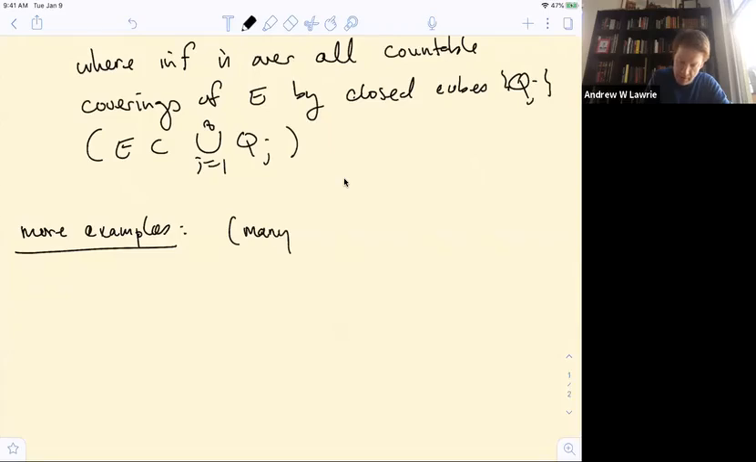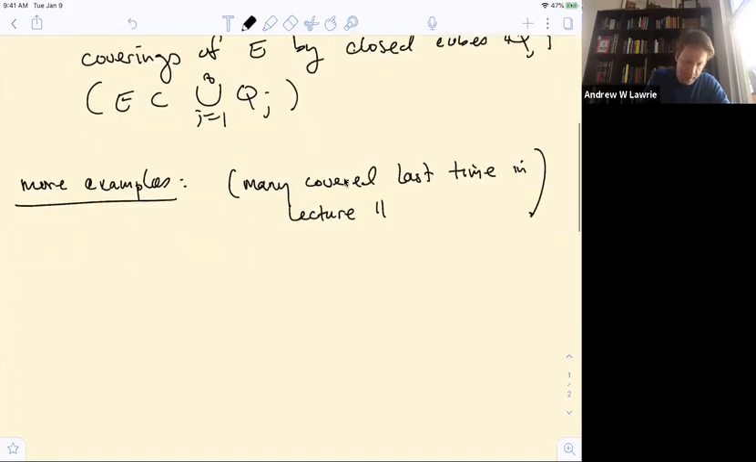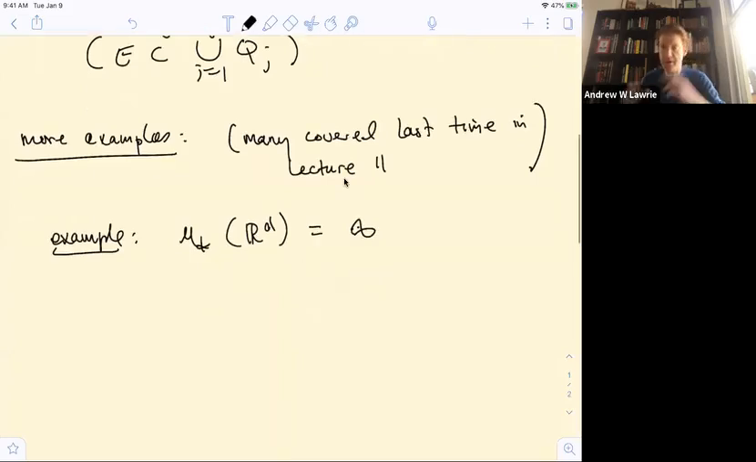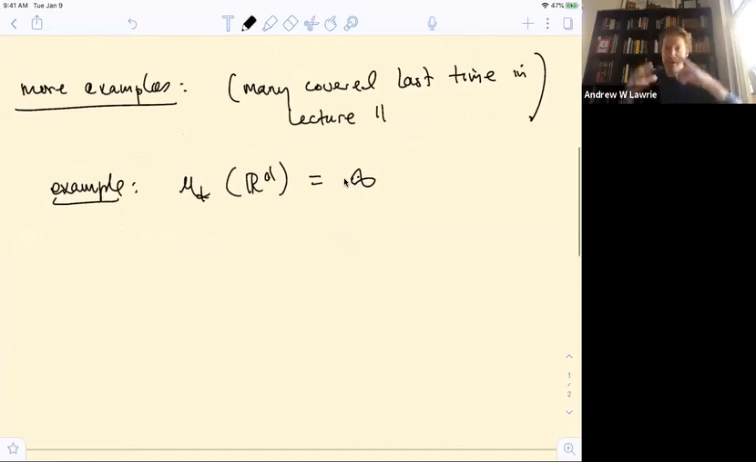Many covered last time in lecture 11. So I can't remember which number example this is. But one is that the exterior measure of R^d is infinite. And this is clear, kind of, because it's bigger than the exterior measure of any cube. I mean, you can just take larger and larger cubes.